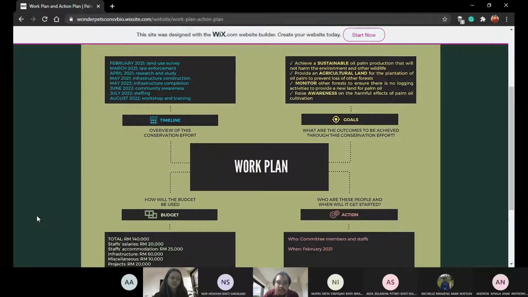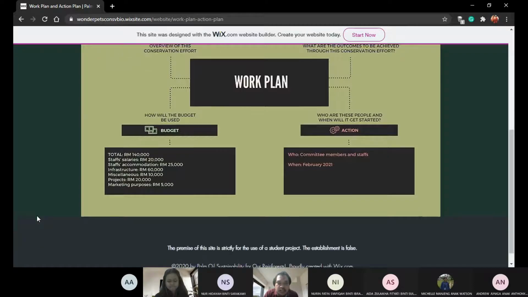Our goals for this conservation project are to achieve a sustainable oil palm production that will not harm the environment and other wildlife. Other goals include providing agricultural land for the plantation of oil palm to prevent loss of other forests, monitoring other forests to ensure there are no logging activities to provide new land for palm oil, and last but not least, raising awareness on the harmful effects of palm oil cultivation.